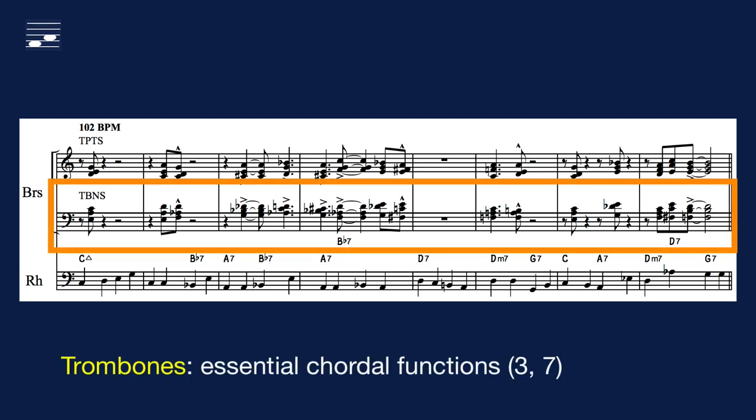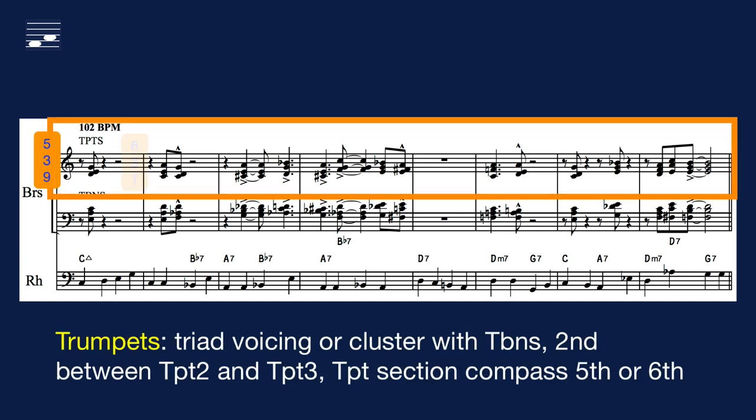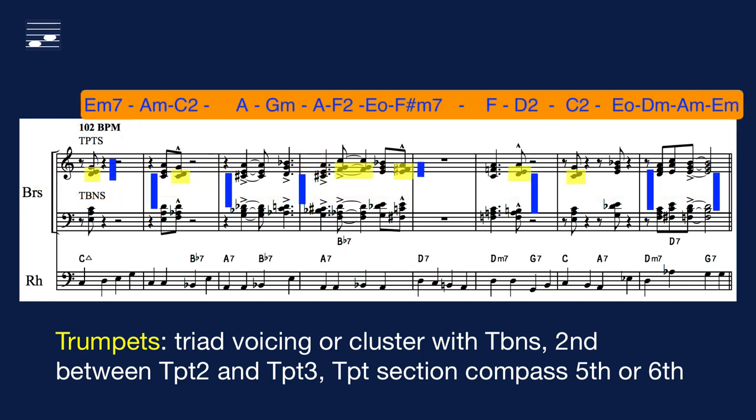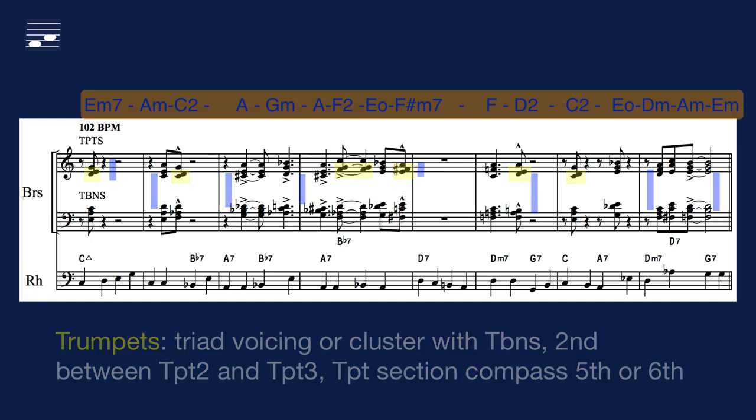Looking at the trombone section, note that the close position voicings contain the essential chordal functions 3 and 7, as indicated by the numbers in the score. Trumpets are also in close position and use a mix of triad and cluster voicing. The triads are shown above the staff. The clusters extend from lower trumpets in seconds to the upper trombone, and these are marked as blue lines.